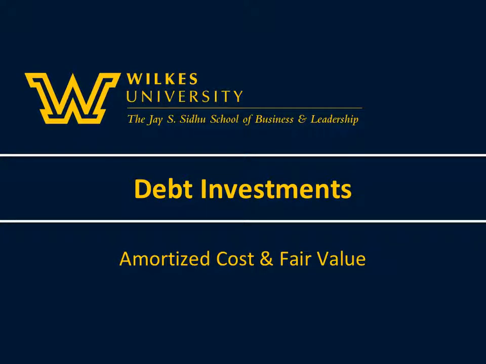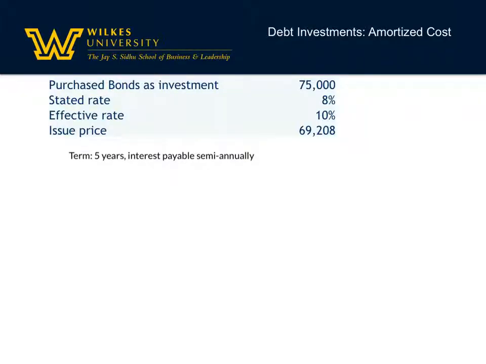Here's some examples on debt instruments, both single debt instruments and a portfolio, with both amortized cost and fair value methods. So for this example, a company purchases $75,000 in bonds as an investment. The stated rate on the bond is 8%, so the effective rate is 10%. So you know going in it's already going to be a discount.